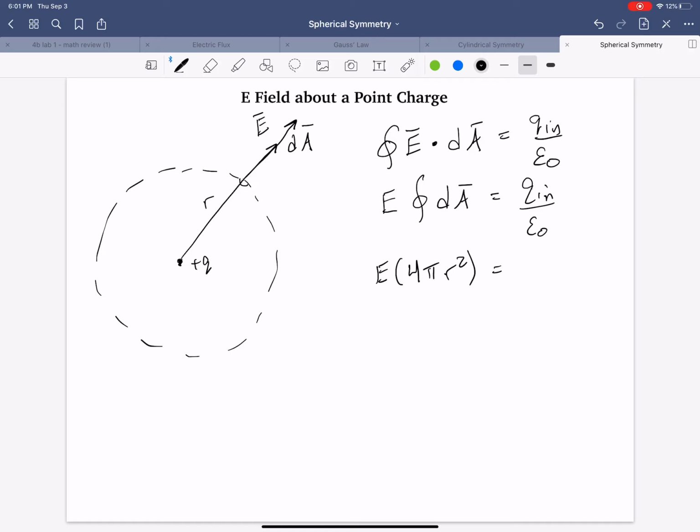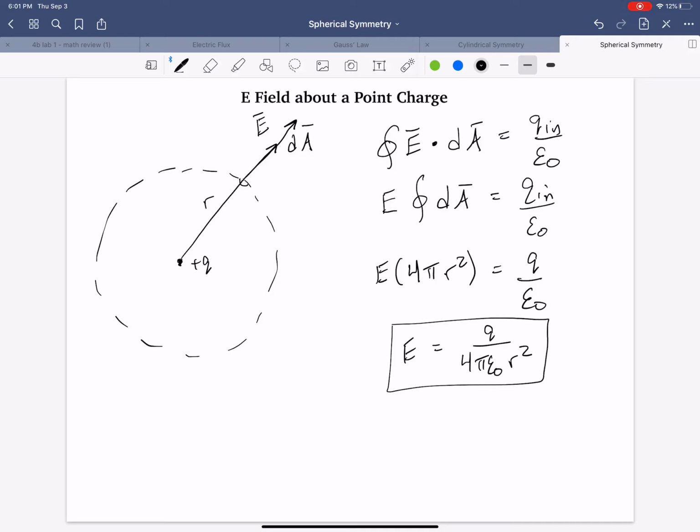And the charge enclosed. What's the charge enclosed? The charge enclosed by our Gaussian surface, there's only one, and that's the charge Q. So Q, and then epsilon naught is that constant. And now solving for E gives us Q over 4 pi epsilon naught r squared. And that's it.